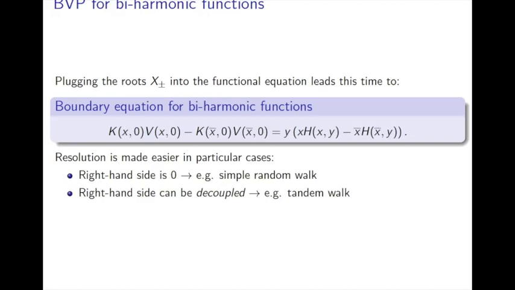If the right-hand side is 0, the previous method works. It is the case, for instance, for the simple random walk. Or if the right-hand side can be decoupled. We will see what it means in the example of the tandem walk.